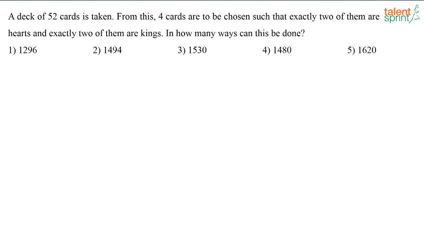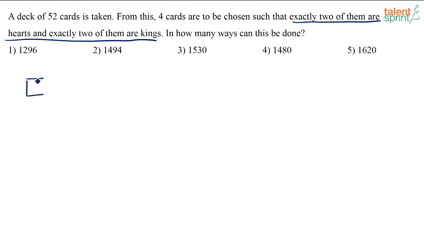Next question. A deck of 52 cards is taken. From this, 4 cards are to be chosen such that exactly 2 of them are hearts and exactly 2 of them are kings. In how many ways can this be done? So what is given here? A deck of 52 cards is taken. From this, 4 cards are to be chosen such that exactly 2 of them are hearts and exactly 2 of them are kings. So there are 2 possibilities that can happen here.